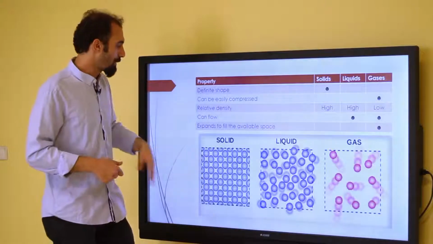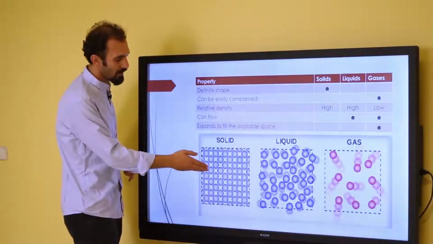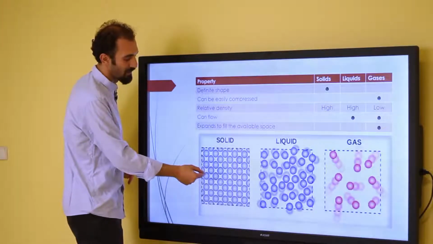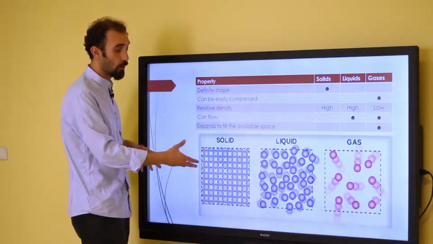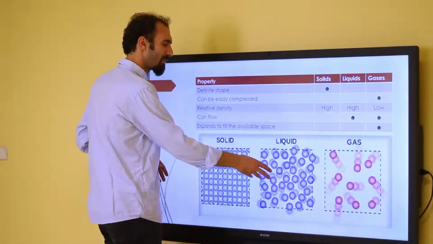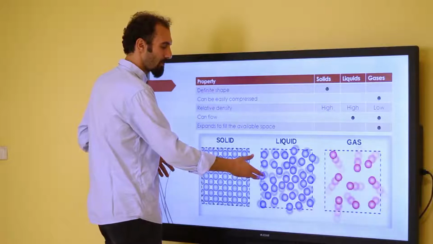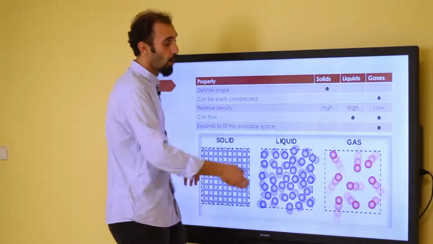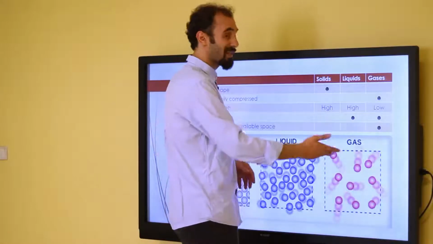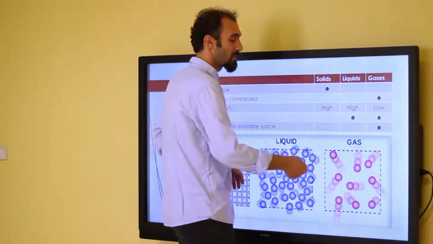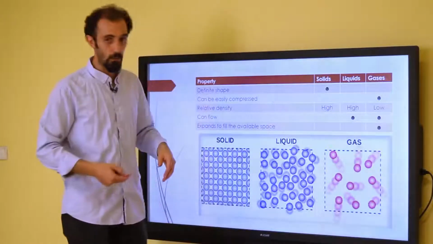Now, regarding the shape, as you can see, solids have tightly packed particles, and of course, everything is uniform. While in liquids, they move in different directions and they have random motion, but still, relatively, the particles are close together. While in gases, the particles move faster, and the distances between the particles are pretty great.